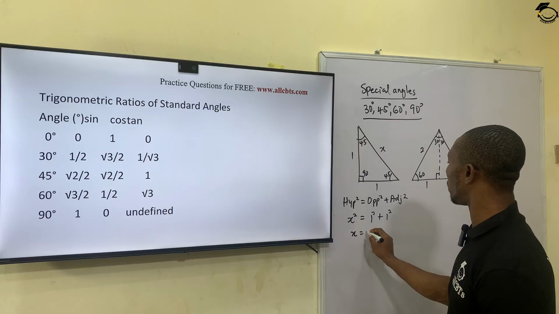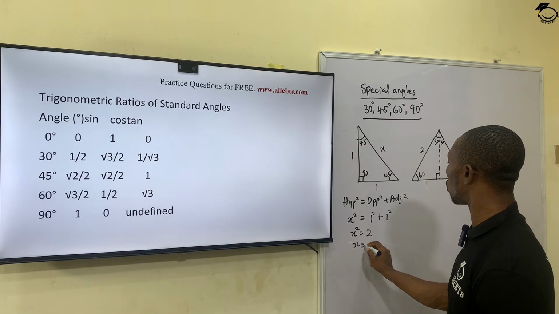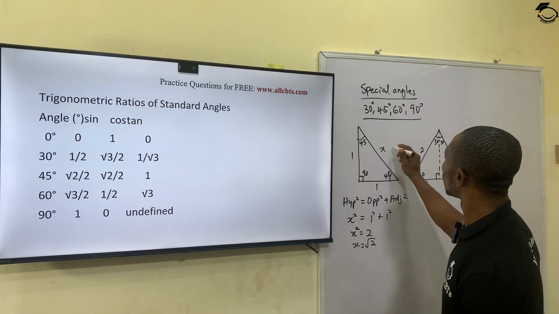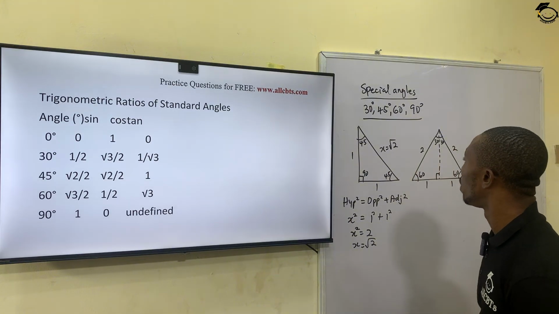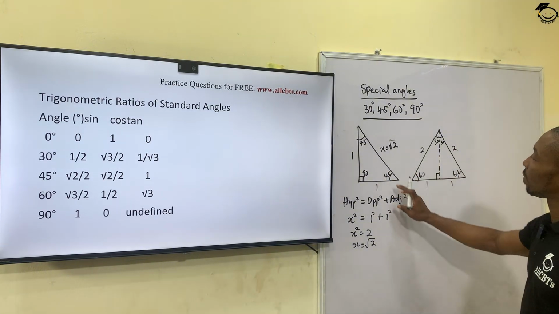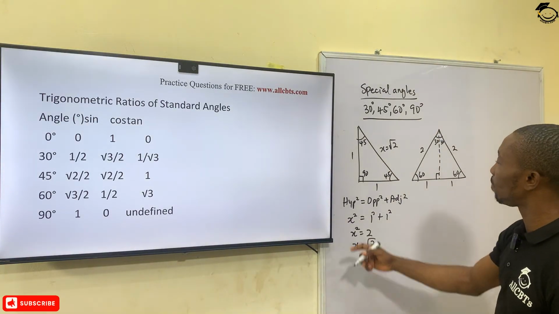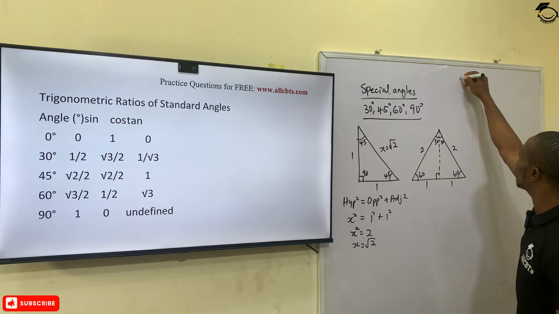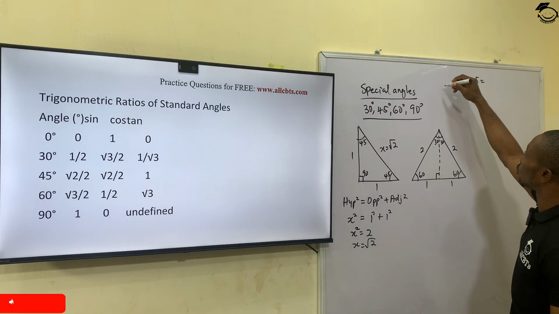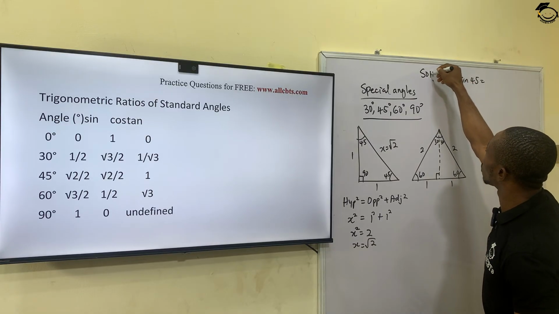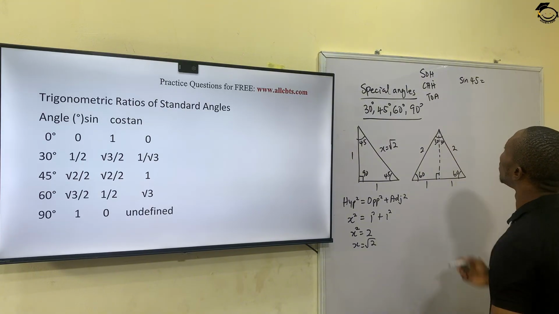So our x squared equals 2. Okay, so x equals square root of 2. So here we have our x, our hypotenuse, as square root of 2. Now from here, let's work on angle 45 and angle 90. Now if we say sine 45 will be what? Remember our SOH CAH TOA.